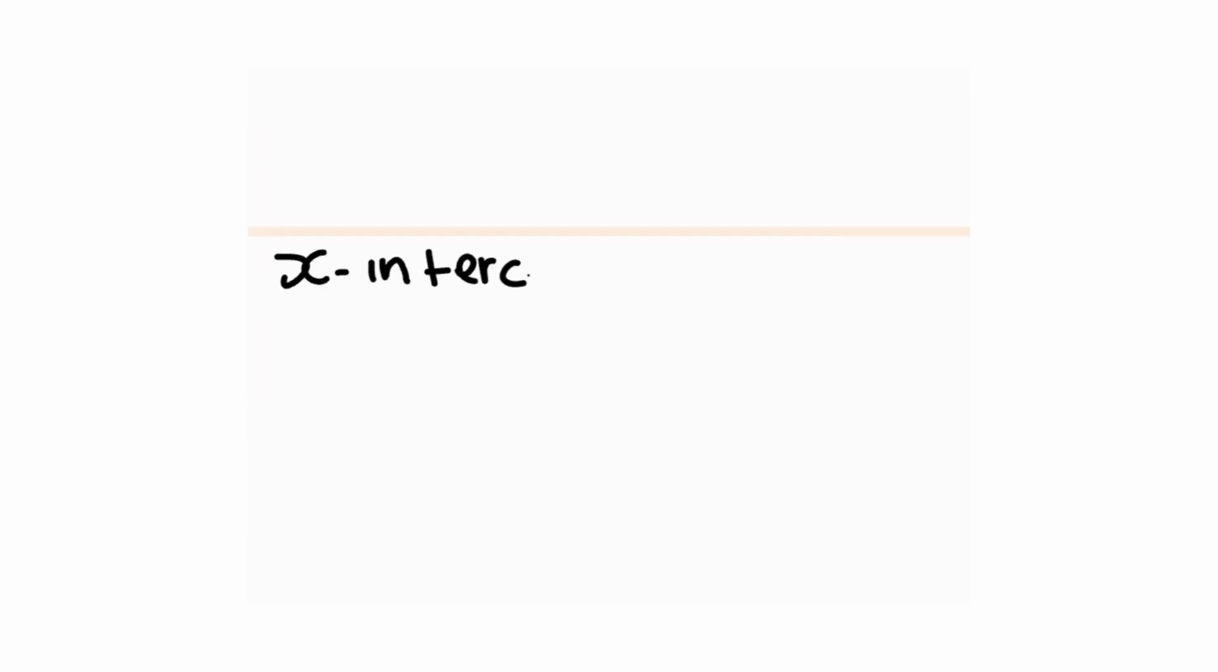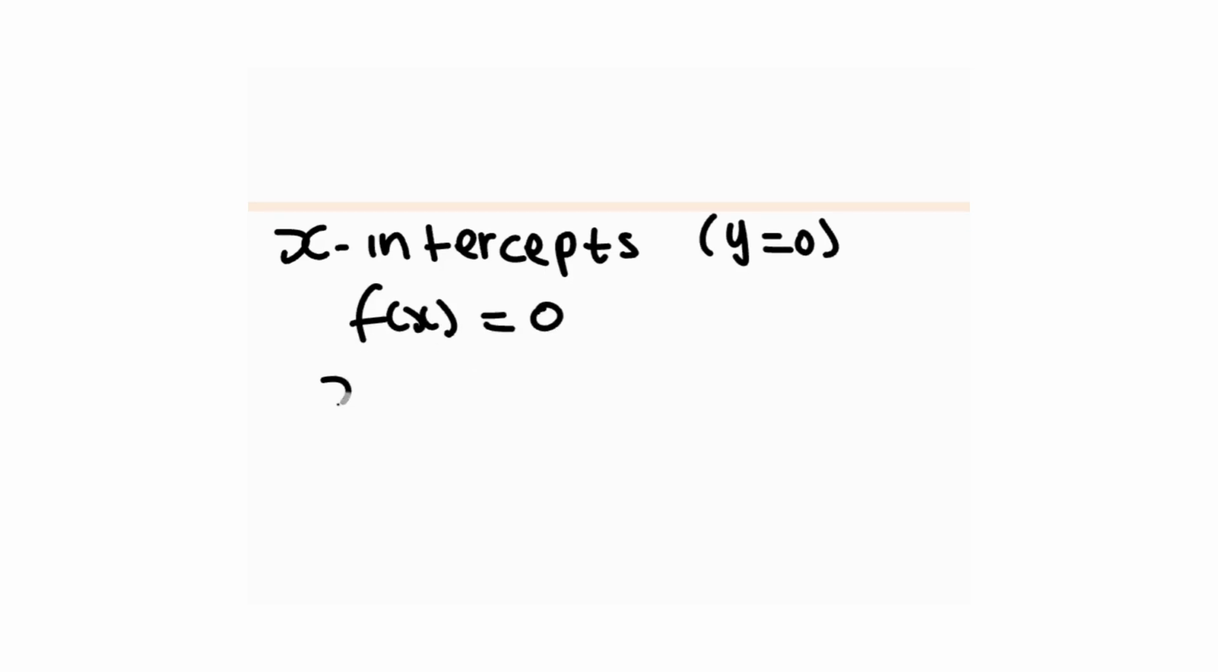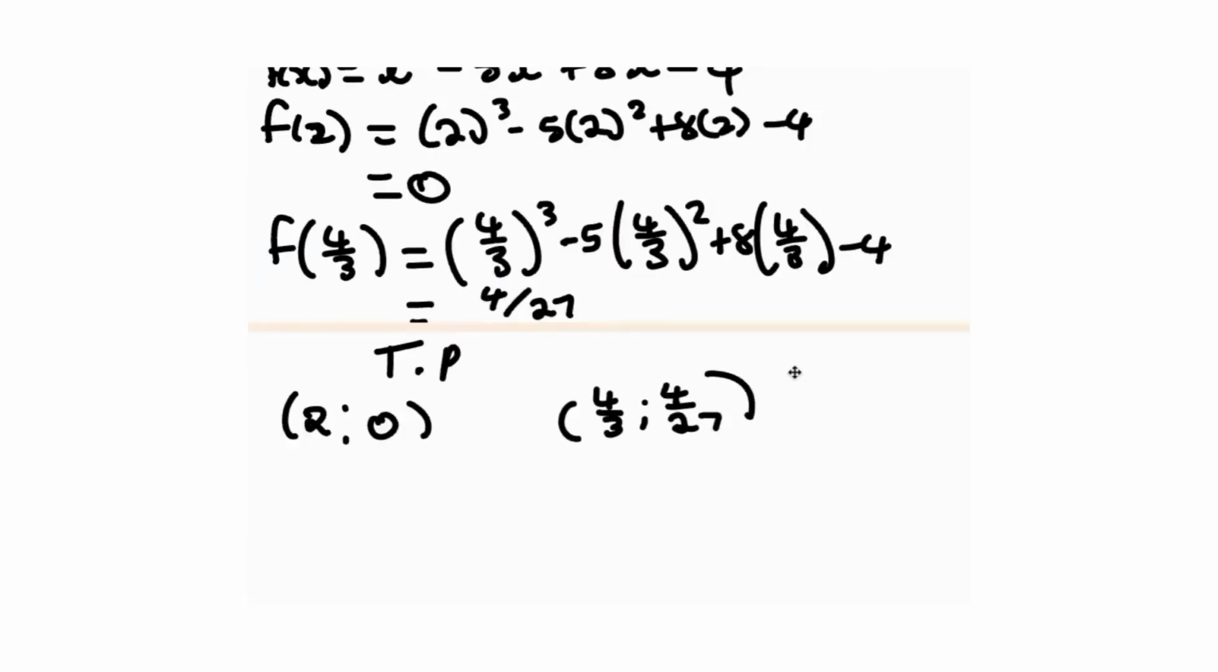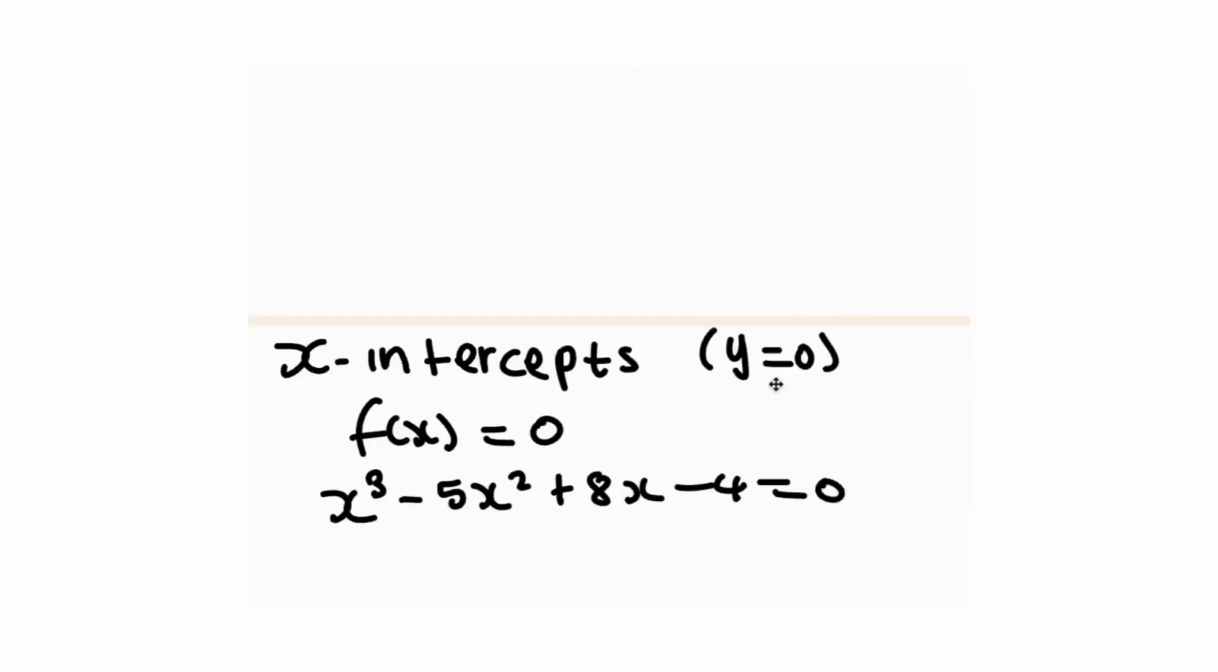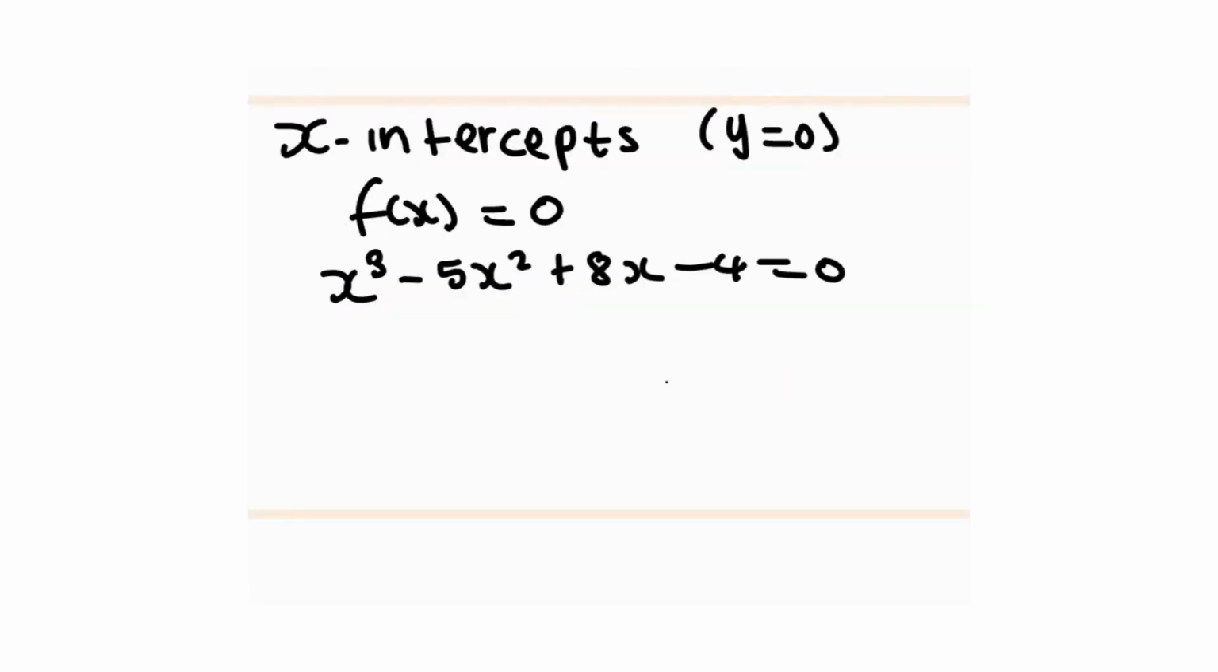So I had stated earlier that to find the x-intercepts, you need to factorize a cubic equation. So we know the x-intercept would be the part of the graph that intersects with the x-axis, and we know that when it intersects with the x-axis, y is going to be 0, meaning we're taking our f(x), we equate it to 0, meaning we have x cubed minus 5x squared plus 8x minus 4 is equal to 0, which is our original equation. And the next thing we have to do is factorize. So now I'm going to teach you how to factorize a cubic function or a cubic equation.